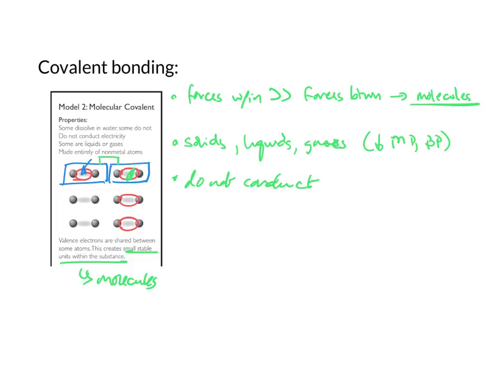These electrons are locked in place, and because those electrons are locked in place, they cannot move. They cannot conduct electricity. Some of these dissolve and some of them do not, just down to the nature of the structure of each of these individual units. There's a lot of variation in properties here.